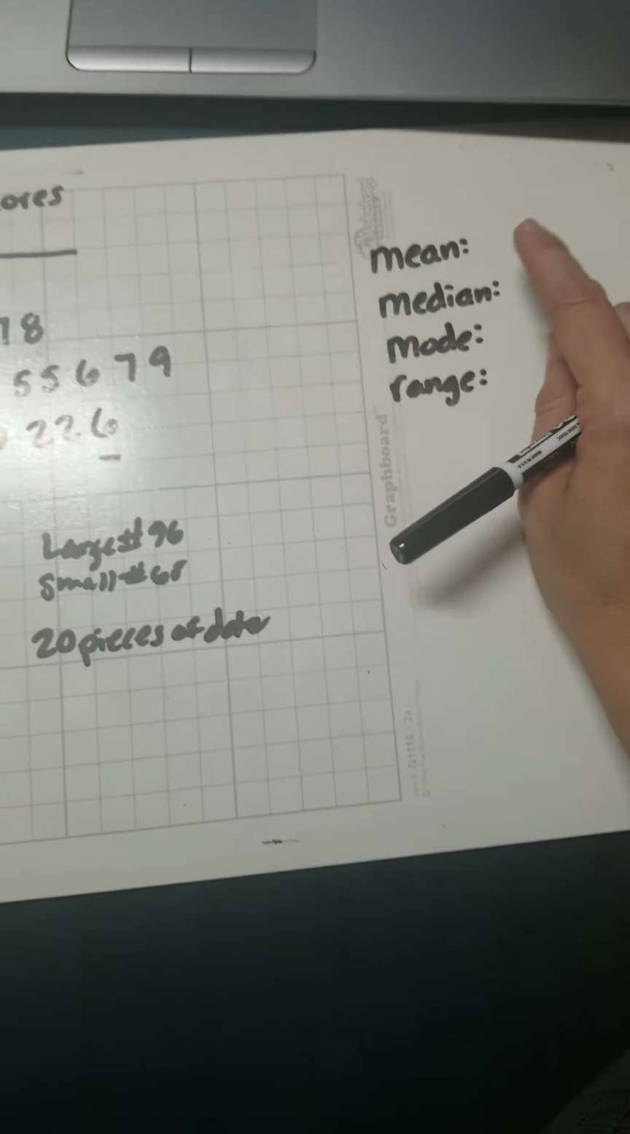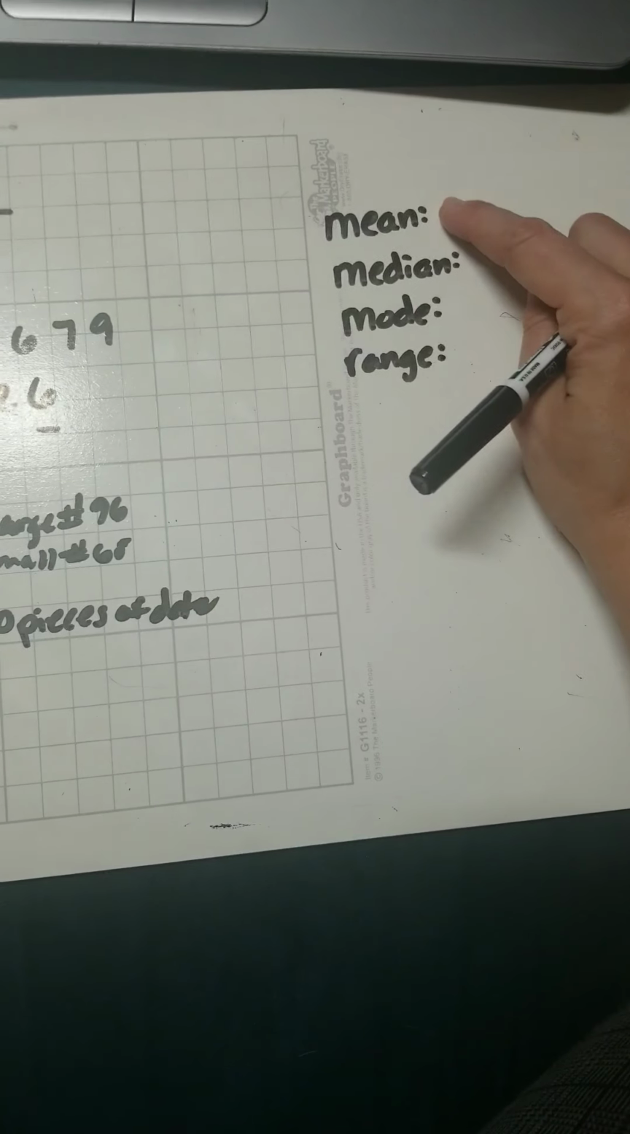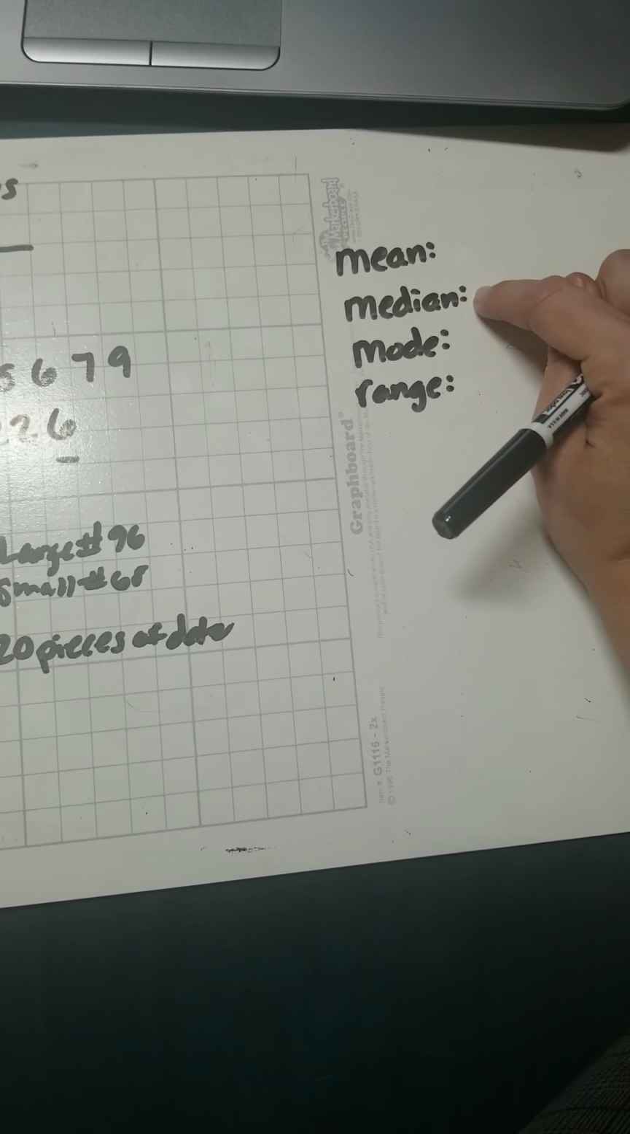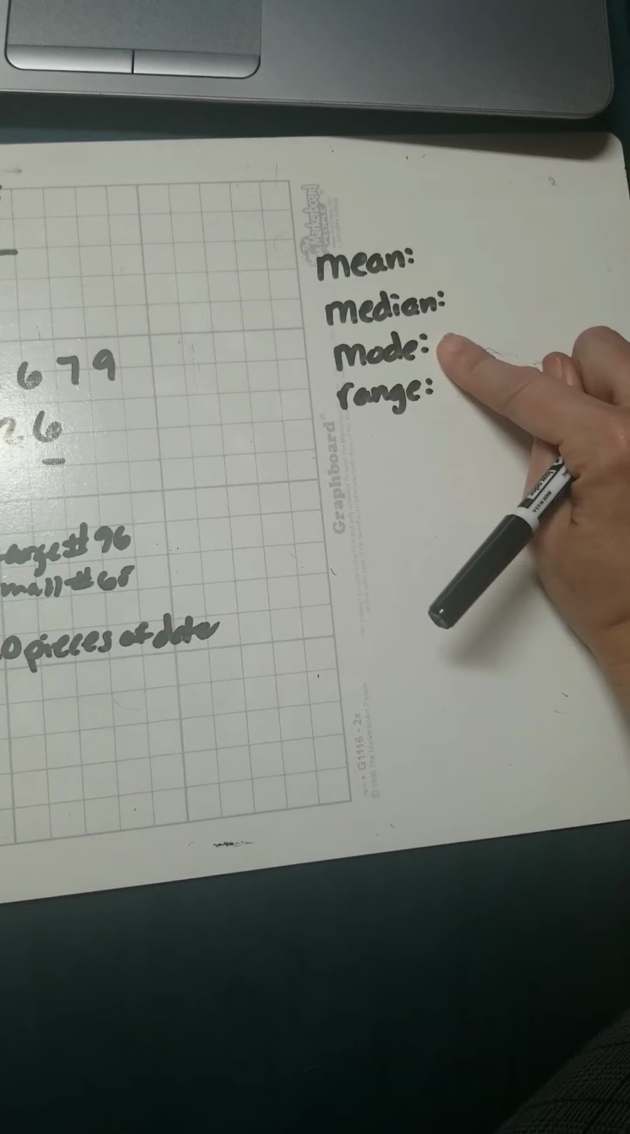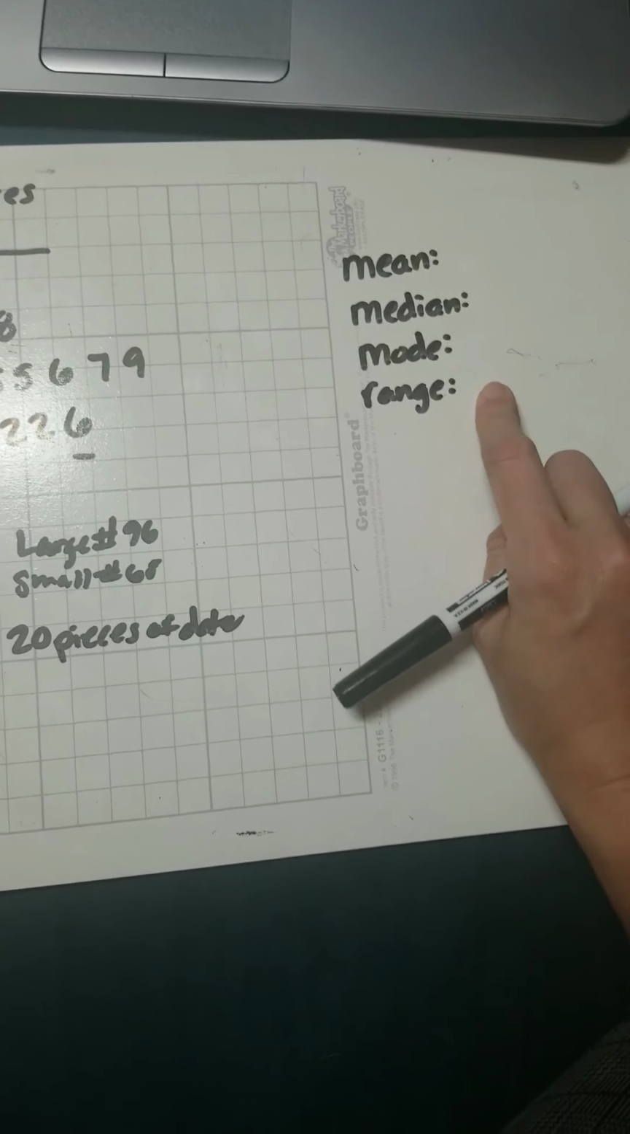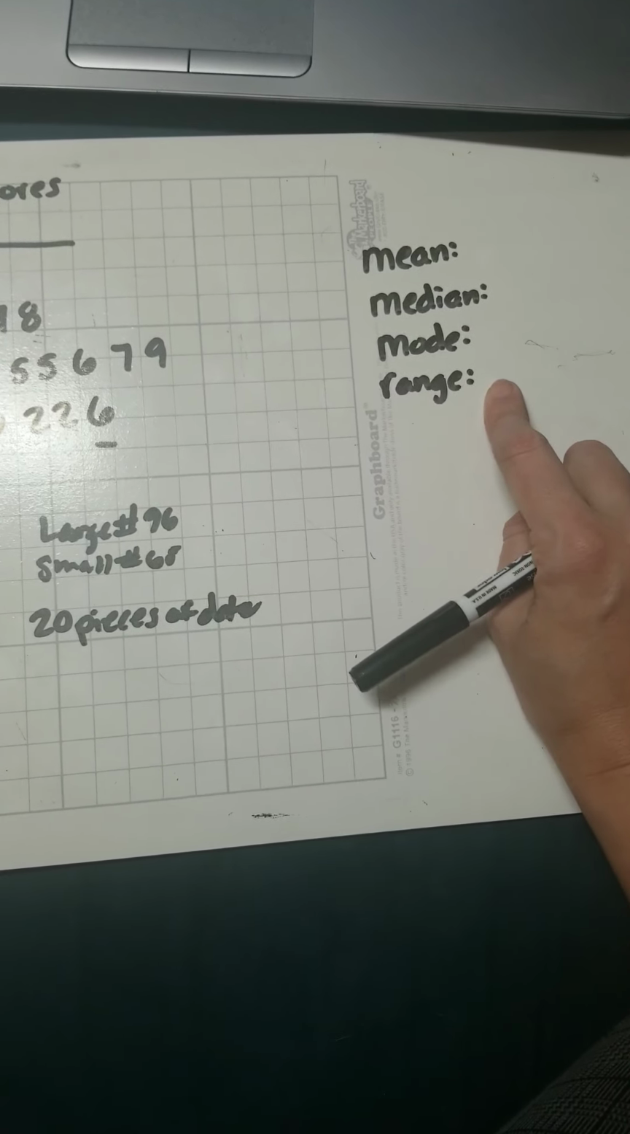Okay, so we're going to do mean, which is the average of all of the data in the data set. The median is the number in the middle of the data set. The mode is the number that you see the most in the data set. And your range is the difference between the largest number and the smallest number.